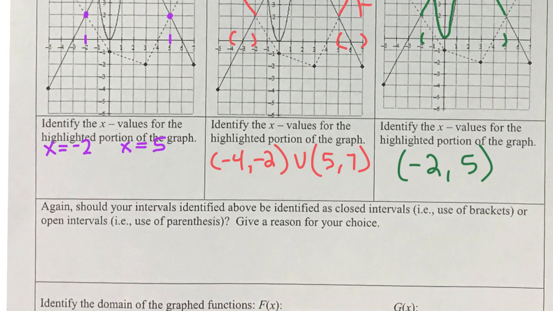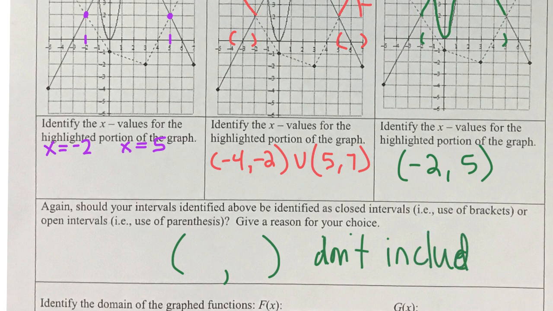So should your intervals be closed intervals or open intervals? Of course they're going to be parentheses, because we don't want to include equality. We don't include where they are equal. We are including where one is strictly greater than the other one.